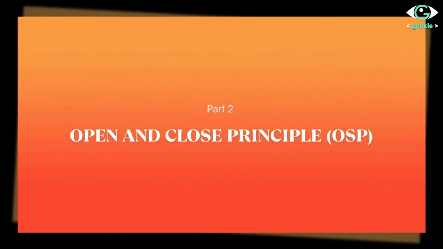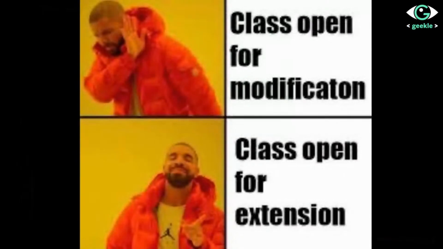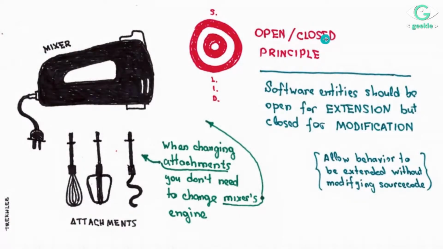Part 2, Open and Closed Principle. Let's begin with my favorite thing, a meme. Class open for modification? Nah. Class open for extension? Yes. So here is another example, and as you can see, the class is open for extension but closed for modification. This means a class allows extension without altering the source code.